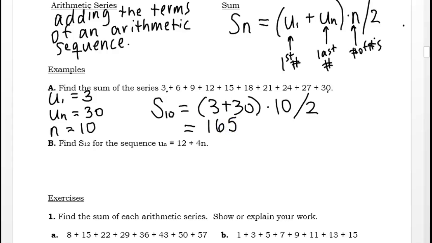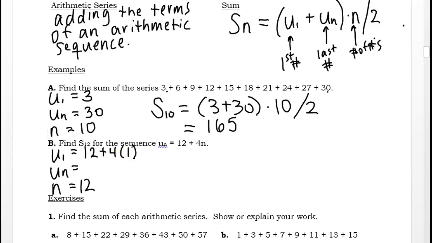One more example, starting with a sequence given in explicit form. Find S12 for the sequence u sub n equals 12 plus 4n. So I need three things again: the first number, the last number, and the number of numbers. Because this says S12, I know that I'm going to be adding 12 numbers. And to get the first term and the last term, I'd have to substitute 1 and 12 into the explicit formula, just like we were doing on lesson 2.1.